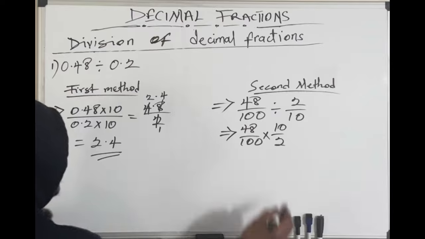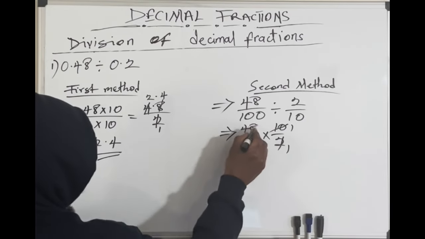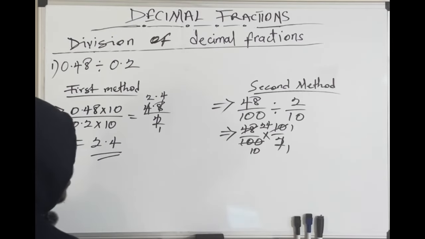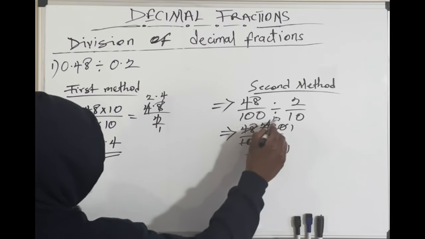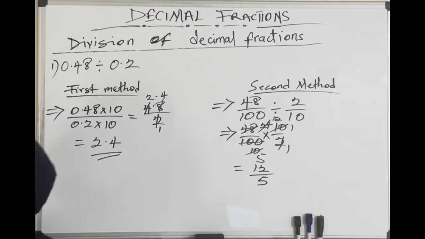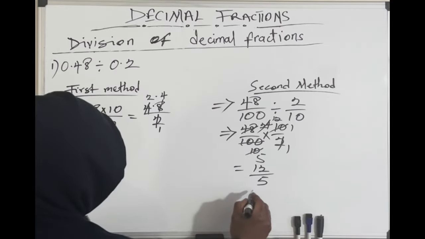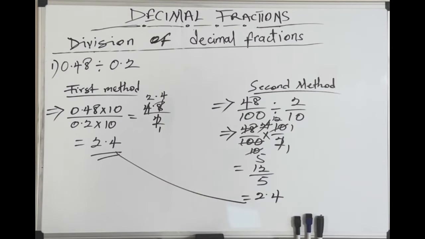Now you can do any cancellation. 10 goes here, 1 goes here; 10, and 2 goes here, 1 goes here, 24. Then 2 goes here, 5 goes here, 12. So we have 12 over 5. If you punch it on the calculator, 12 divided by 5, you'll get 2.4. I always go for the second method. I don't know about you if you choose it first.